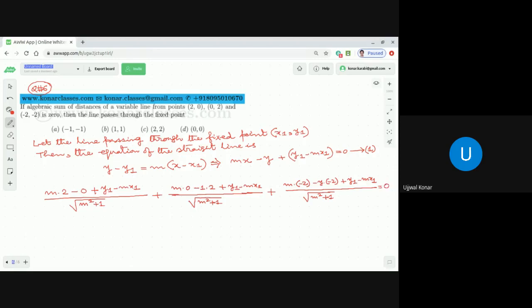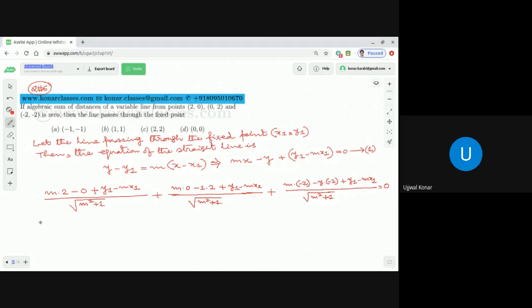Remember, dear students, very importantly it is the algebraic sum, not their absolute distances. Distance is positive, but algebraic sum means if it comes negative, we'll take the negative value. If it comes positive, we'll take the positive value. So that's why we didn't give any mod here. Now let us start simplifying it.